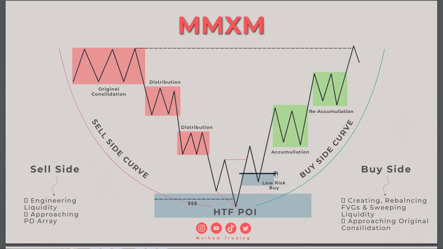So a low risk buy could be right here when we have a creation of a fair value gap immediately after the smart money reversal. You could also enter on a change in state delivery. So somewhere in here, you could have actually entered on a lower time frame. And as we're going up, we have another accumulation phase where we can actually also enter from. So this is the first type of entry, which is the low risk buy.